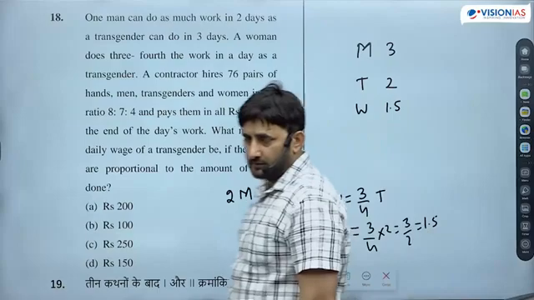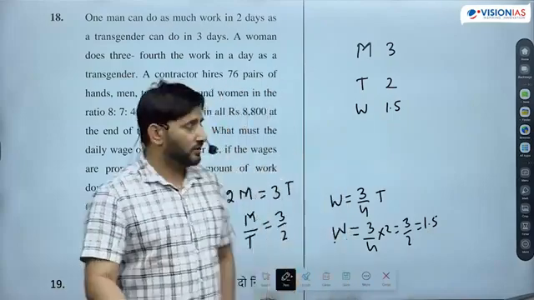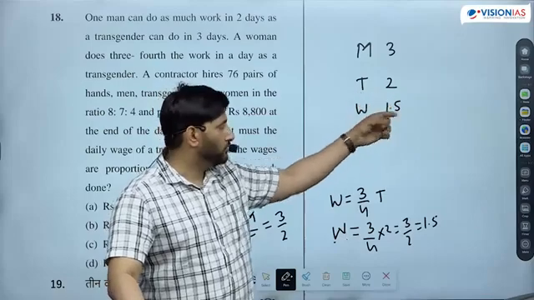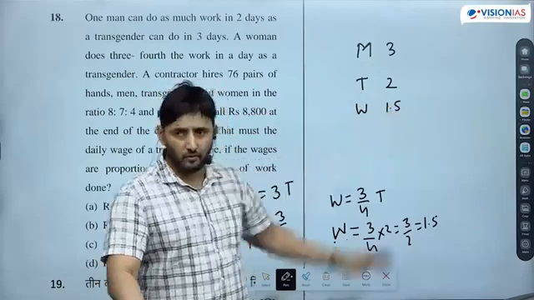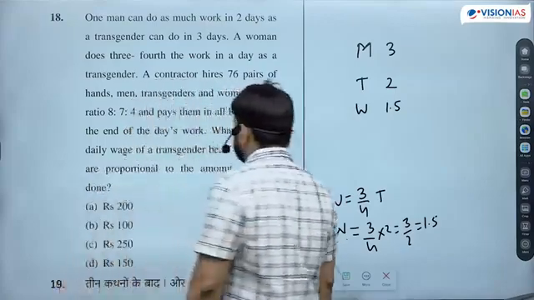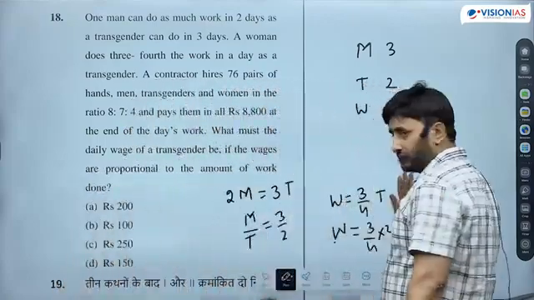Okay. This is their one day work. In one day, man can do 3 units, transgender can do 2 units, then woman will be able to do 1.5 units. ये रेज कर दूं ये वाला पार्ट.